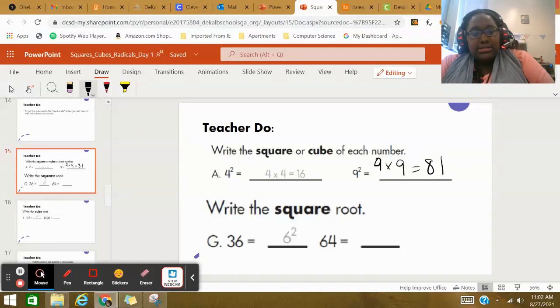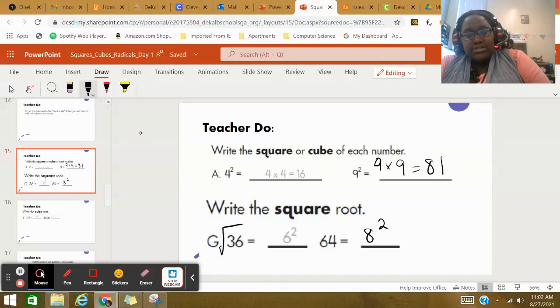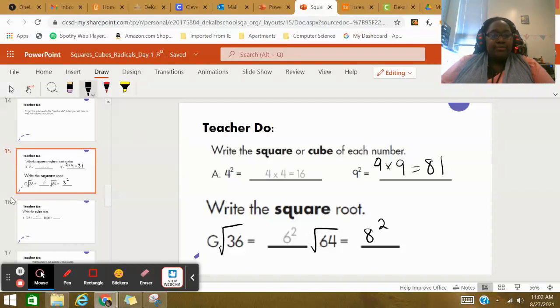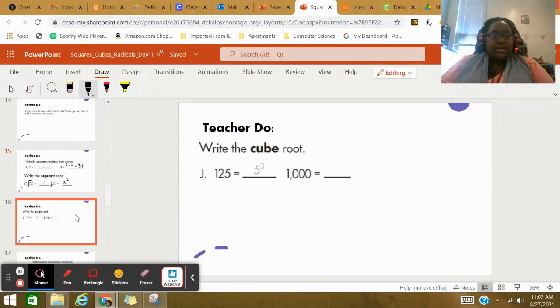And then the next example that I have, it says write the square root. So this one I have 36, which is 6 squared. And then the next one we have 64, and this will be 8 to the second power. So in order to find these, write the square root, you're actually going to just take the square root of each of these values. So the square root of 36 is 6, and then this one, the square root of 64 is 8. Okay. And then the next example I have, write the cube root.